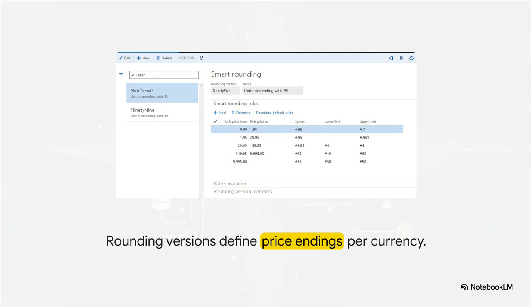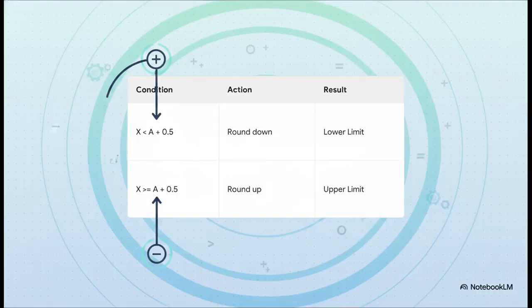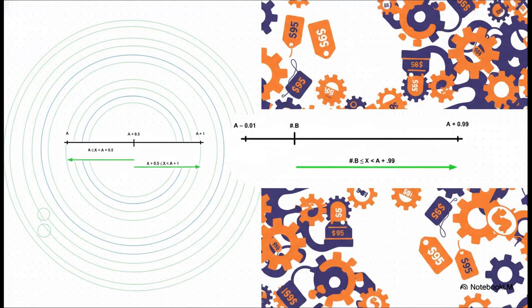Let's break down the math behind common symmetric arithmetic rounding. If your value hits the half-point threshold, meaning the value is greater than or equal to a plus 0.5, the system rounds up to the nearest upper limit. If it's less, it rounds down to the nearest lower limit. It's perfectly symmetric.